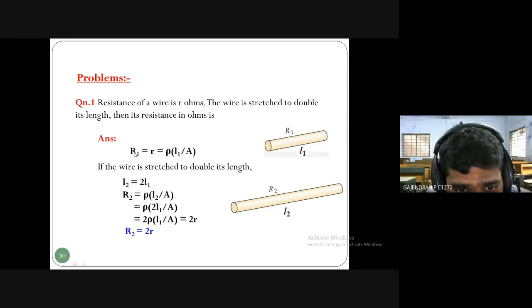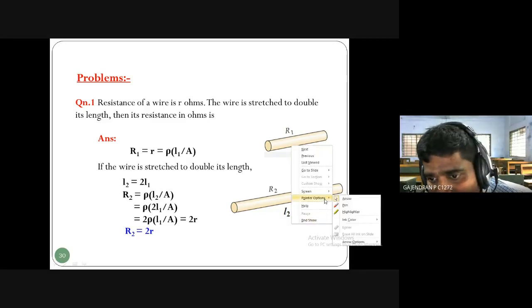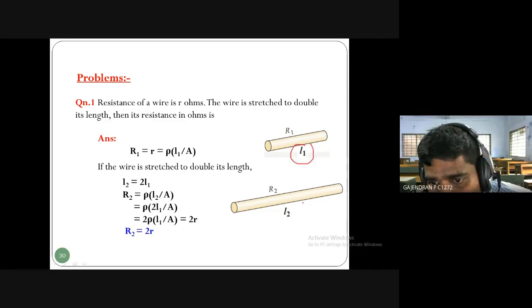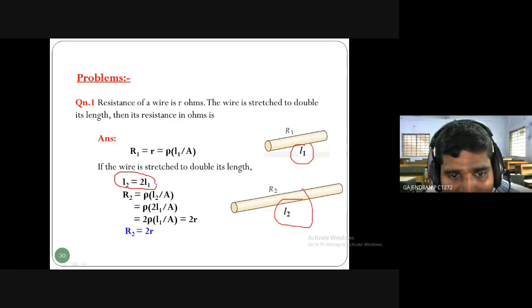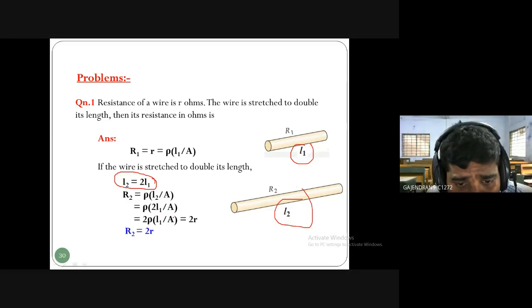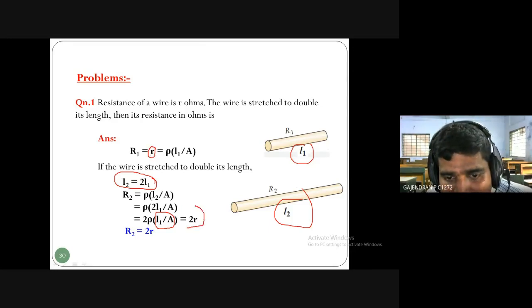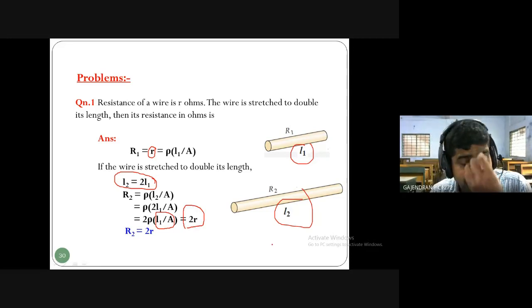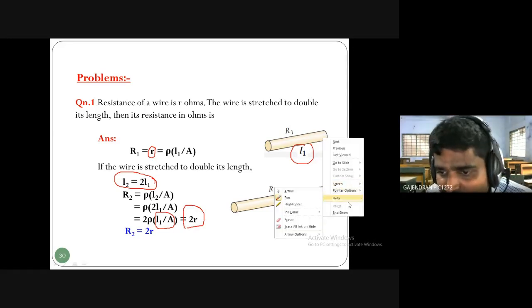So this is the same format for the second conductor. There they compared these two lengths, then substituted here. That's all. If we compare and put this, what do we get? We will get this relation, L1 by A equals R. Using this R, finally they are attaining 2R. I think everyone understands. Once you solve it yourself, then you will come to know.